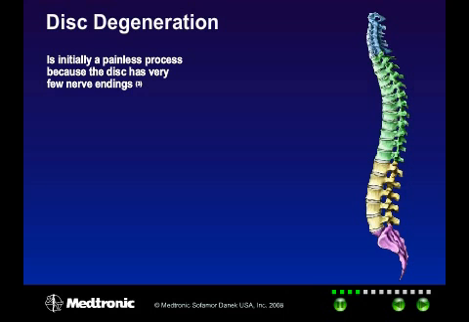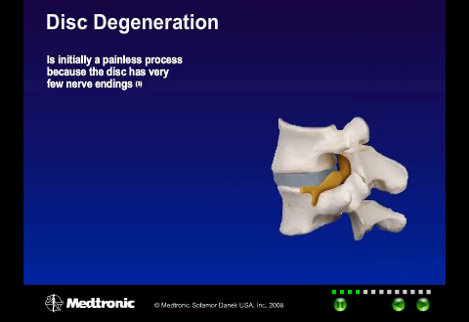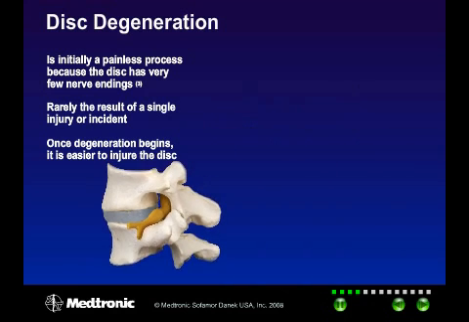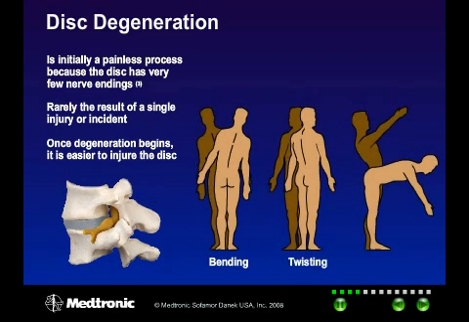Degeneration of the lumbar disc is initially a painless process because the disc has very few nerve endings. It is rarely the result of a single injury or incident. Once the degenerative process begins, it is easier to injure the disc doing activities that would not have injured a normal disc, such as bending and twisting, lifting, straining, or other normal activities of daily living.